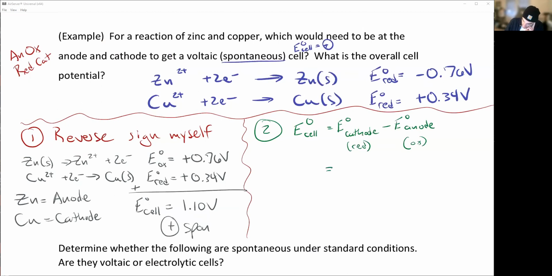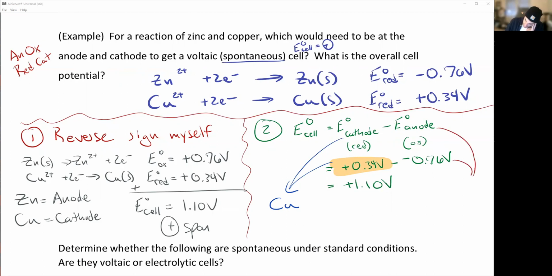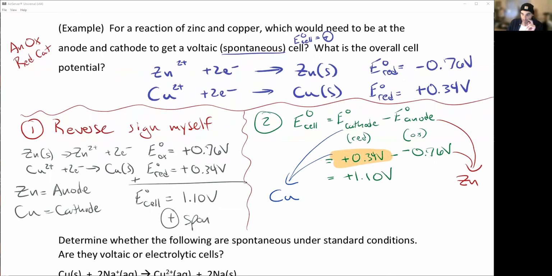So what do I want at the cathode? We want the positive one here, hopefully, minus the negative 0.76 volts. When I add those 2 things together, I end up with a positive 1.10 volts. Again, that's spontaneous. The 0.34 is copper, which is at the cathode, and therefore the anode is going to be the other one, which is zinc. That's it. That's how we determine what goes where when we're trying to make a voltaic cell.